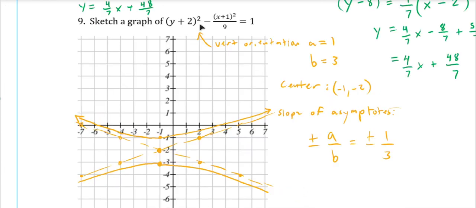Question number 9 asks us to sketch a graph. We notice that this has a center at -1, -2. That's here. We notice also then that the slope of the asymptotes is going to be plus and minus 1/3 and pass through this point here.